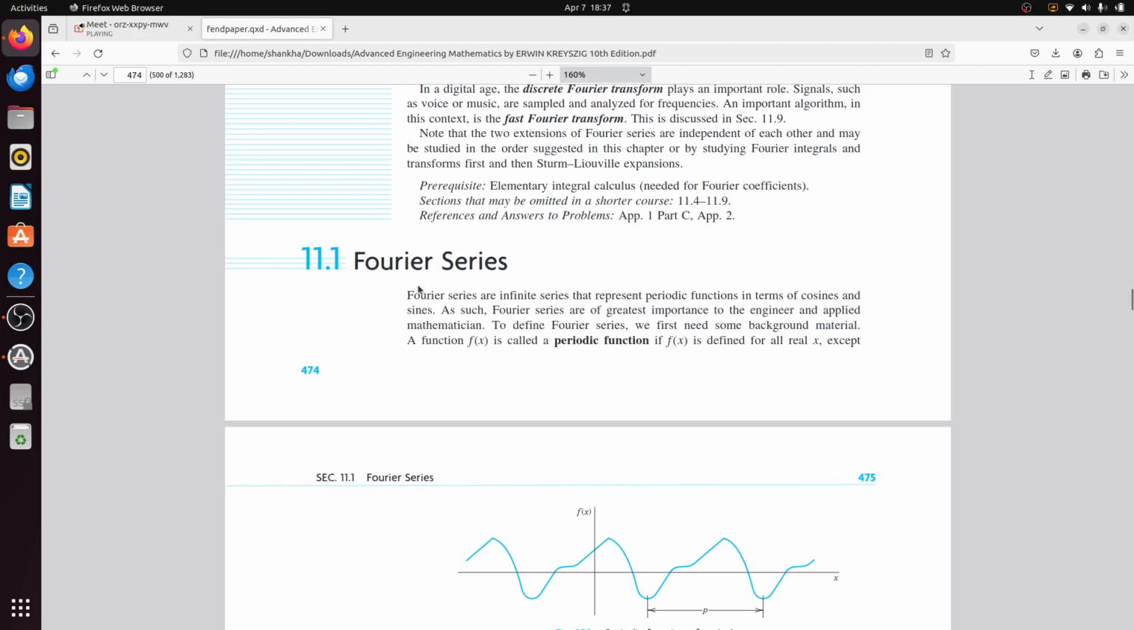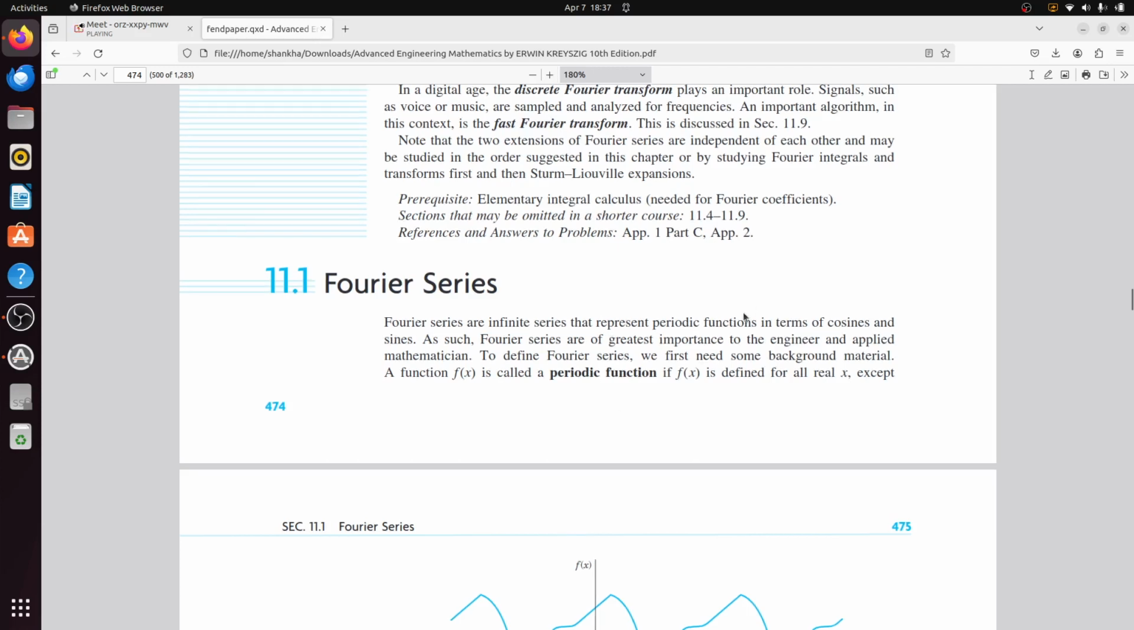Okay, so first of all we should know what a Fourier series is. Fourier series are infinite series that represent periodic functions in terms of cosines and sines. As such, Fourier series are of greatest importance to the engineer and applied mathematician. To define Fourier series, we first need some background material.